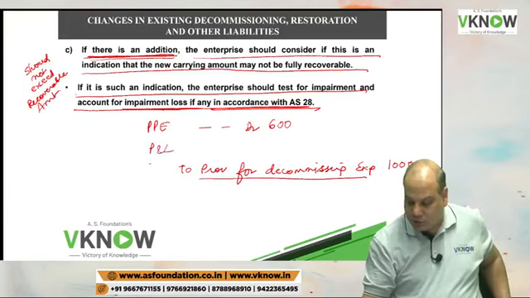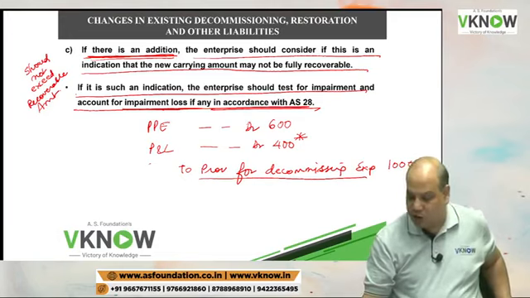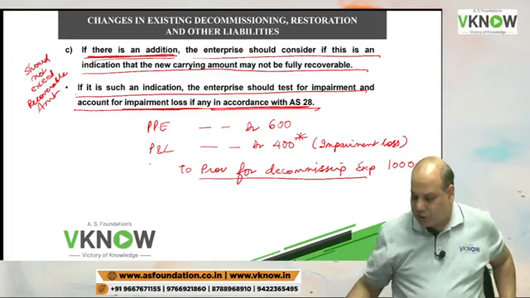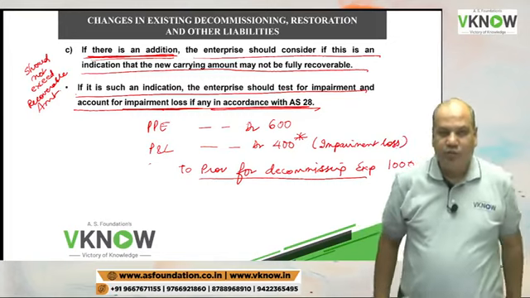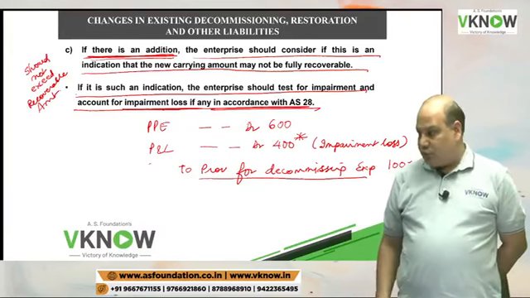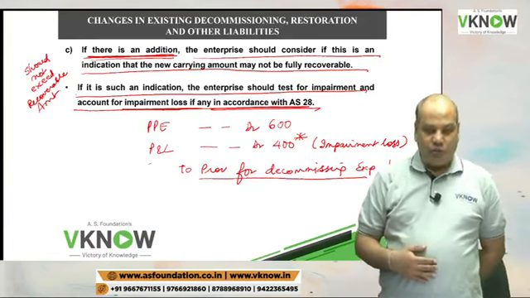So the standard says, don't worry, the remaining you can debit to the P&L account. If you can't pass the entry for more than 600 in the PPE account, then the remaining amount you can debit to the P&L account, and this will be treated like an impairment loss. This will be treated like an impairment loss because the value cannot exceed the recoverable amount. If the value cannot exceed the recoverable amount, we call it impairment loss.